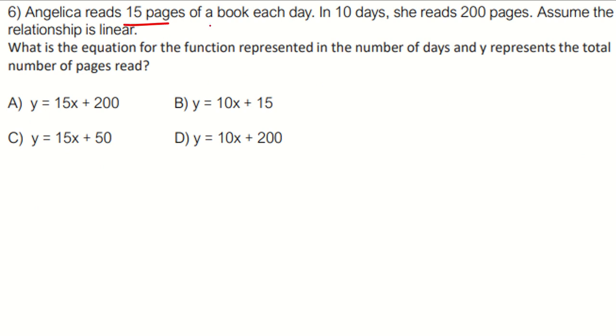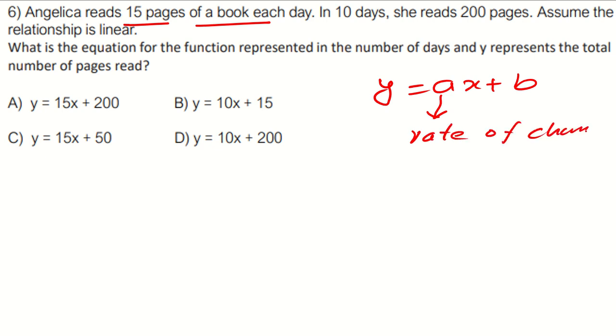Each day. See, the formula is the same, ax plus b. So whatever you say each day, per day, for every, this is called rate of change. This will help you to find the value of a easily. So here a is equal to 15 because she reads 15 pages per day. So this is the rate of change. So a is 15.